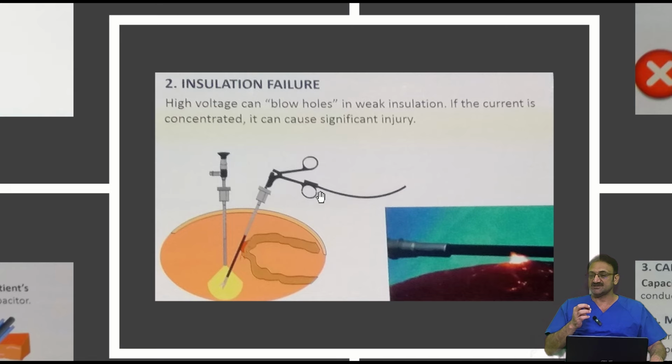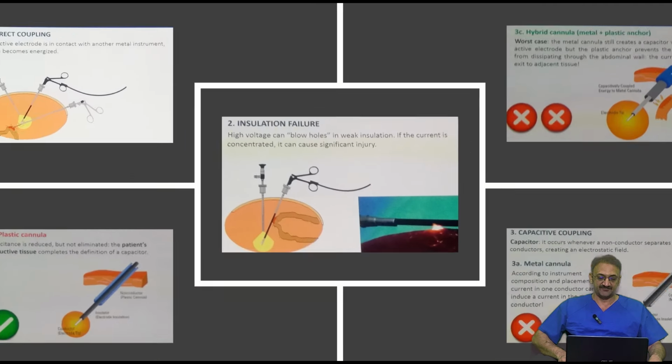You are not touching the tissue or the gut, but you are working away from the gut somewhere else. But you can see here that the sheath where there is a hole or a breach in the insulation is indirectly affecting the bowel or any other organ for that matter. It may be an artery or a vein. So this is called insulation failure.